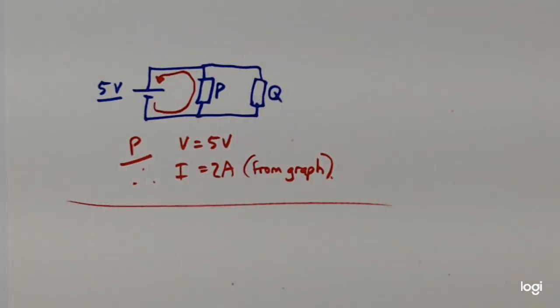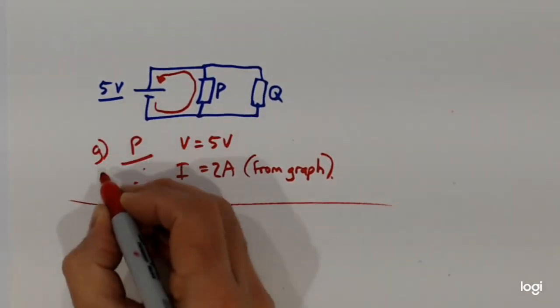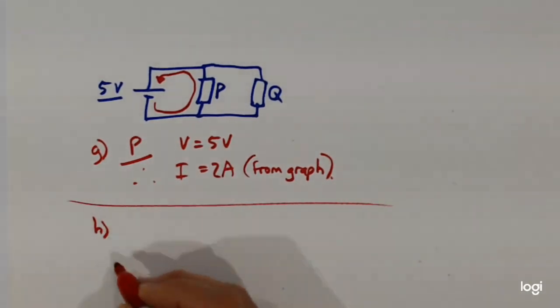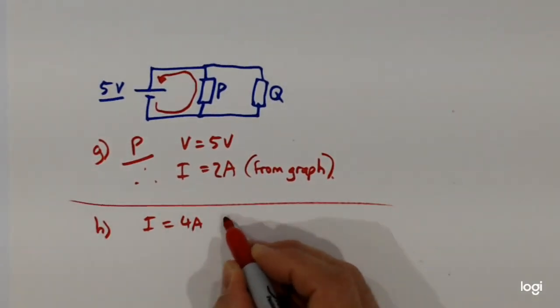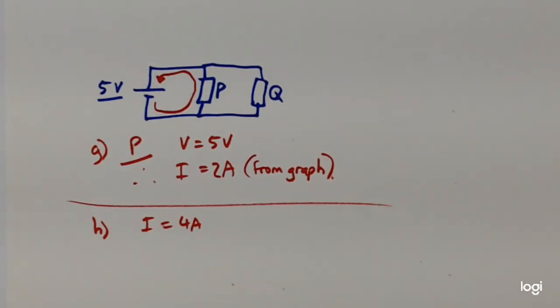So they're the answers to G and H. That was G. My setting out is terrible at the moment. Sorry, that is H. I was 4 amps, again, from the graph. All right. One more, I think, in this question.